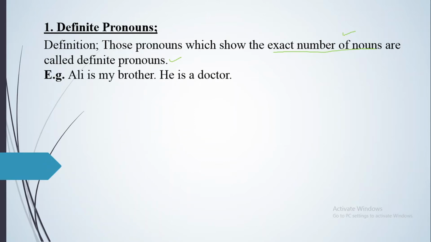Now an example is: Ali is my brother. He is a doctor. Now see, Ali is already a definite noun, for which you will be using the masculine singular pronoun that is known as he. After that, we have the next example: Farah is a girl. She teaches maths. Farah is a definite noun, and instead of that, you will be using the definite personal pronoun, feminine singular, that is known as she.